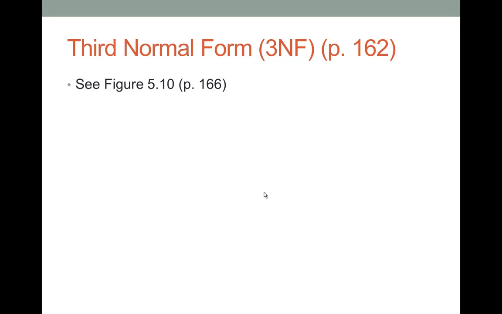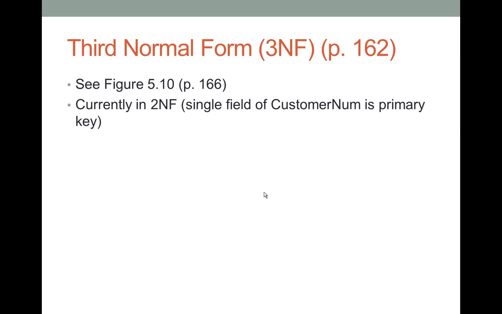If we take a look at figure 5.10, we'll see a sample customer table. This table is currently in second normal form. It has a single field, customer number, as its primary key, and if you remember, anytime your primary key is one field only, that table is in at least second normal form.